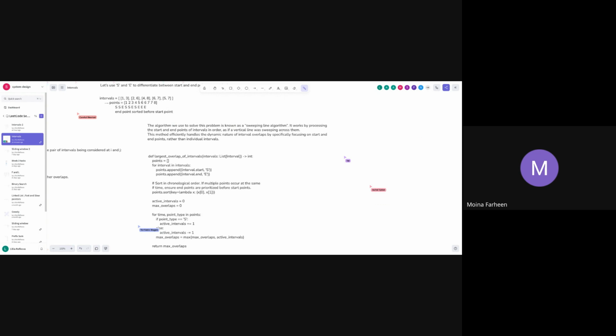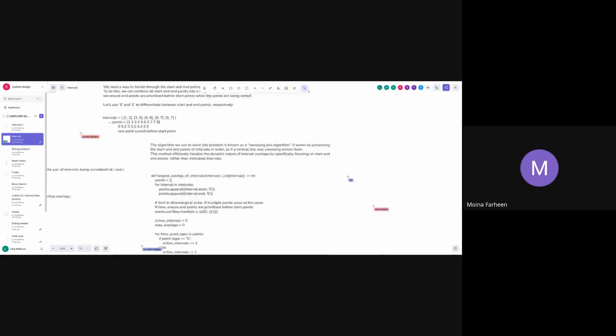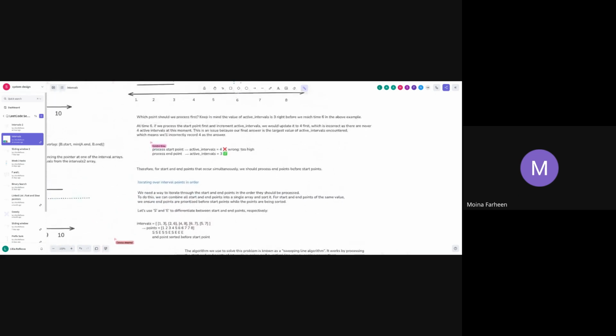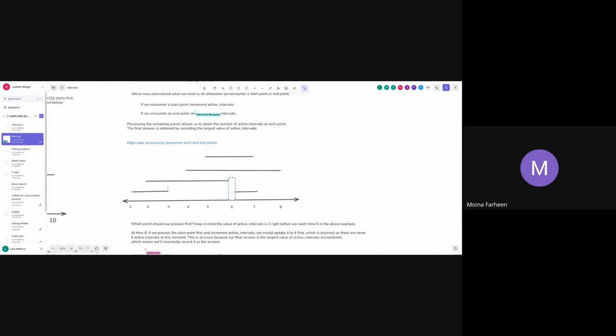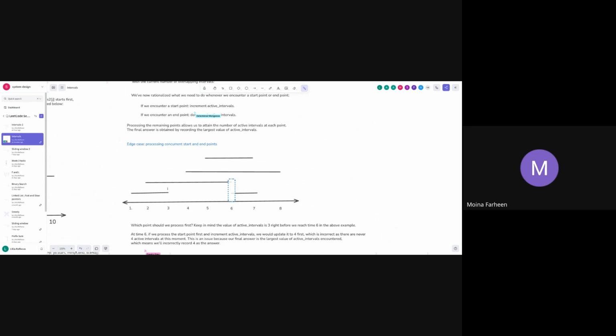I have one last question. When we are incrementing and decrementing active intervals, can you just scroll up? I just want to see the line graph. Yeah, this one. So over here, let's say none of these points were overlapping. So there is one start, one end. Will there be any point in such a case where active intervals will be 0?